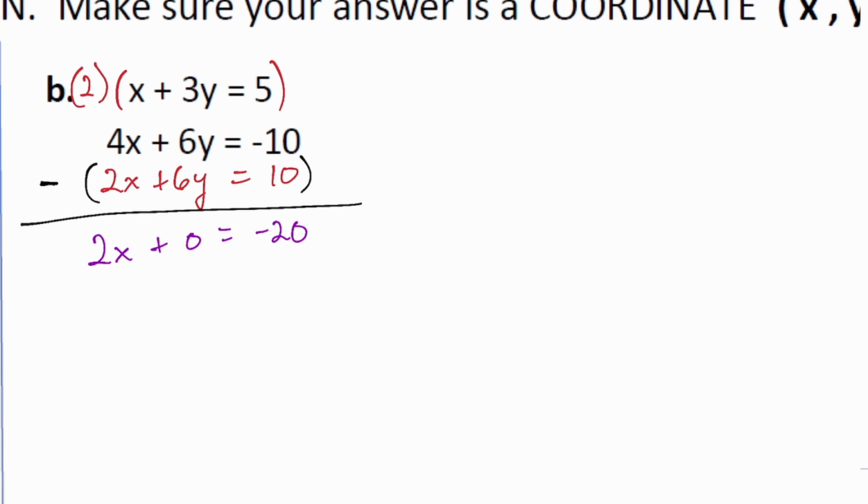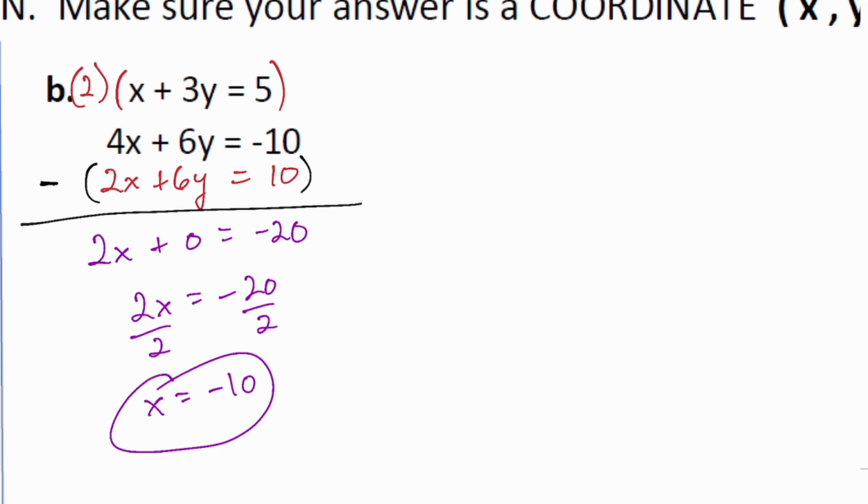Now we have this set up. We don't need the plus 0 written, so we can say 2x is equal to negative 20. Finally, I can divide by 2, and I get x is equal to negative 10. That's the value of x. I mentioned previously, we don't need to use elimination to find our second variable. We can just substitute that back in now. So x equals negative 10, I can substitute back into my first equation, into this x right here.